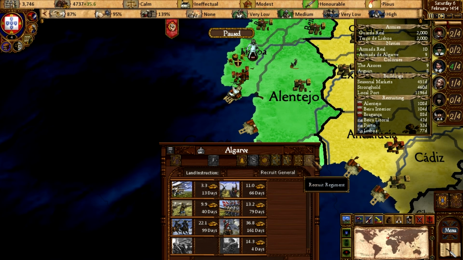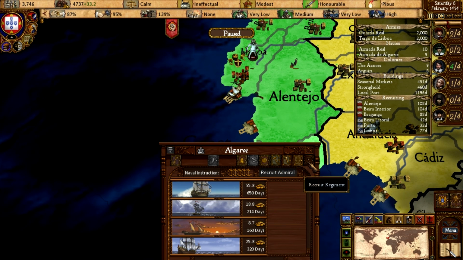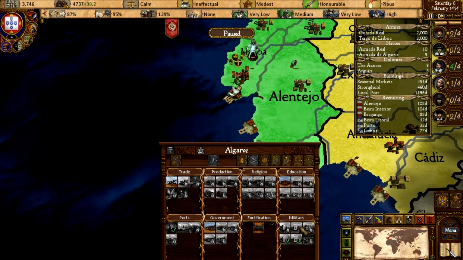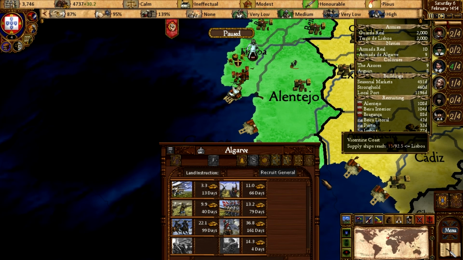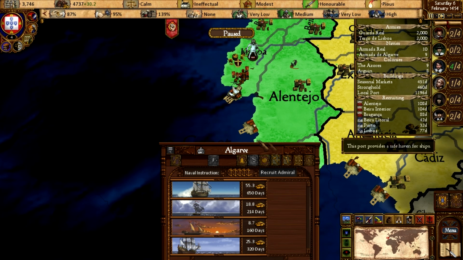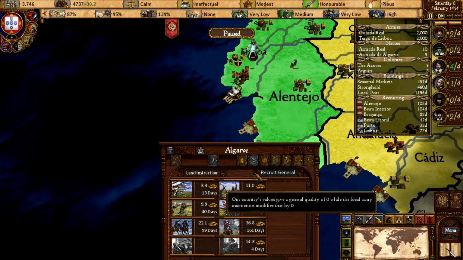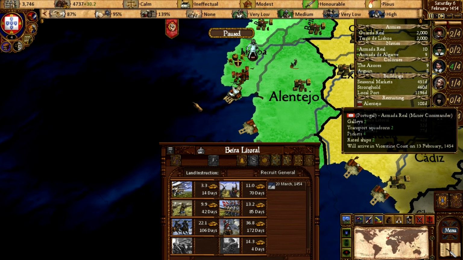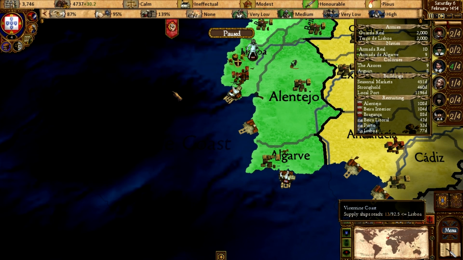I also need to recruit one admiral and one general. Just take notice that here I have 5 anchors, and this means that this province is very good to recruit admirals because it has a nautical school and a naval academy, and those buildings increase the experience level of admirals recruited in this province. In contrast, for generals, I have no stars, so it's irrelevant where I recruit my generals because I don't have a province with a special type building that allows me to recruit high quality generals.